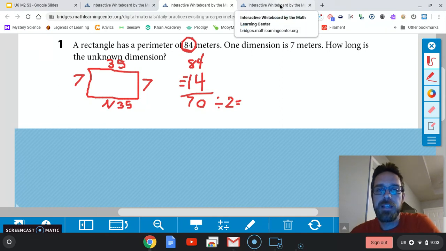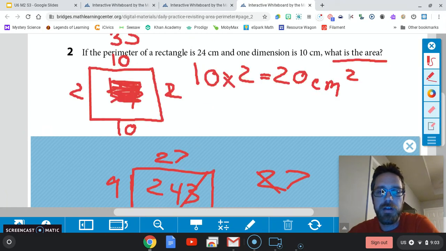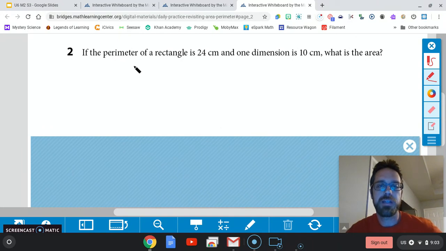Okay. And then let's look at one last problem today. And this one says, if the perimeter of a rectangle is 24 centimeters and one dimension is 10 centimeters, what is the area? So I'm going to start with what I know.